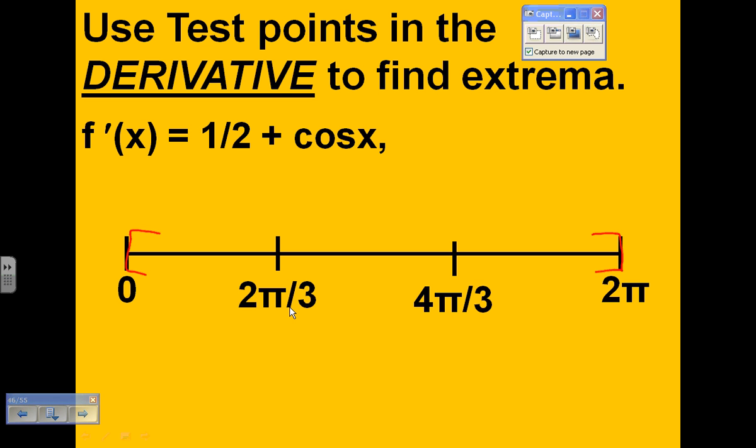So you just put numbers in from 0 to 2 pi over 3. Put in pi over 2. Yeah, that's a good one because cosine pi over 2 is 0. So the derivative is going to be positive. So that's going to be going up. Between 2 pi over 3 and 4 pi over 3 is pi. Cosine of pi we all know is negative 1. So 1/2 plus negative 1 is negative. So that's going down. And then finally, since it is pretty cyclic, that'll be going up there at the end.